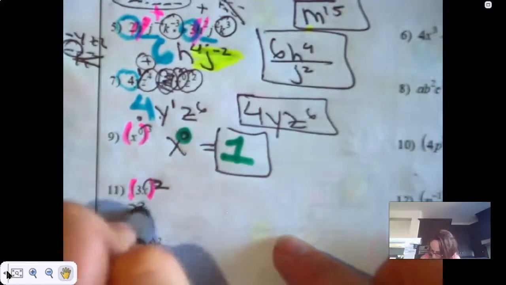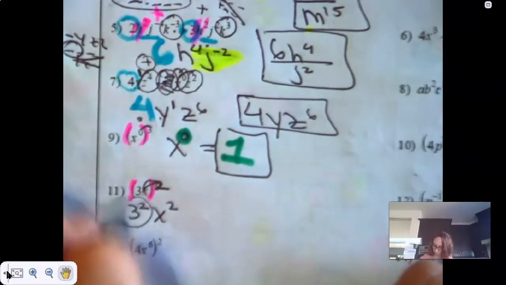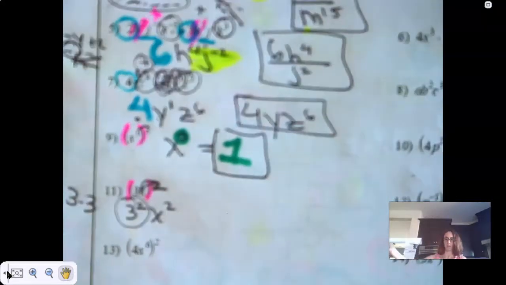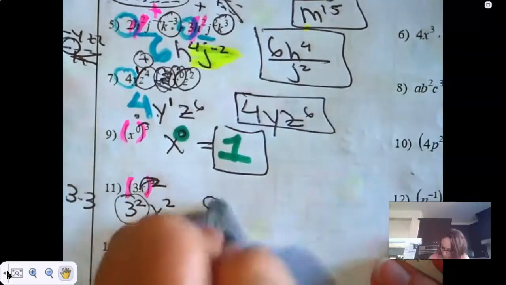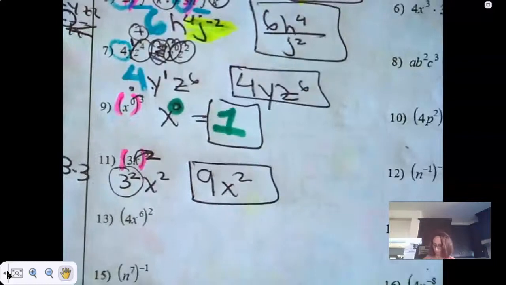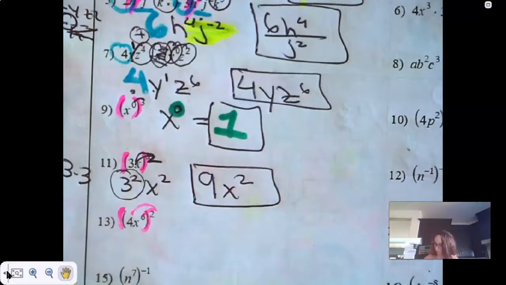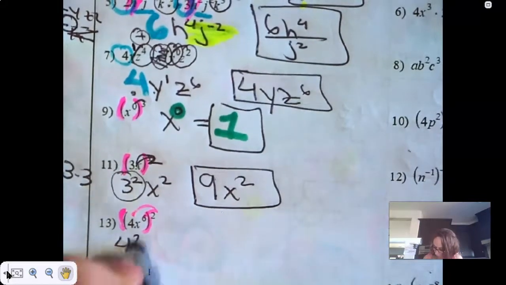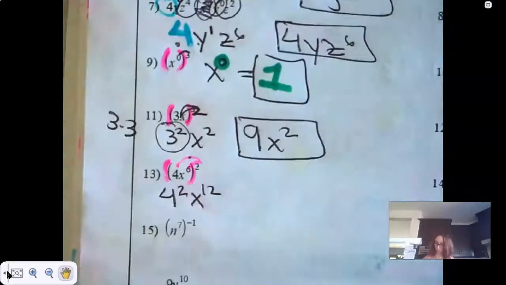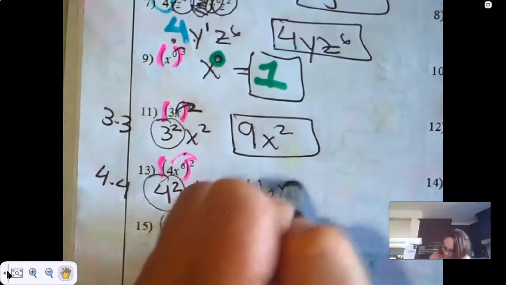So 3 squared, x squared. Now 3 squared means 3 times 3, which is 9x squared. Let's do the same thing here when I have parentheses. Multiply, multiply. So 4 squared x, 6 times 2, 12. Now, 4 squared means 4 times 4. So that's 16x to the 12th.